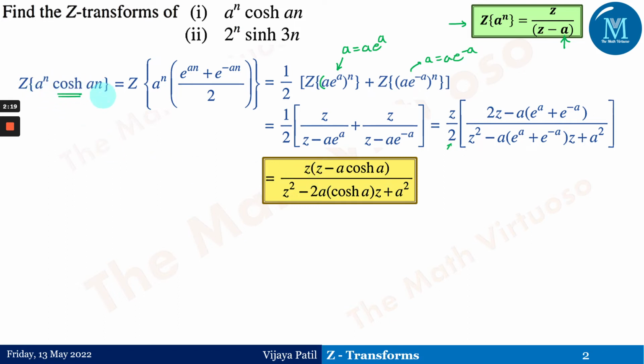The final answer is that the Z transform of a to the power n cos hyperbolic a n is equal to z into z minus a cos hyperbolic a upon z square minus 2a cos hyperbolic a into z plus a square.